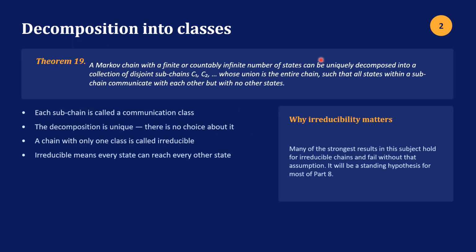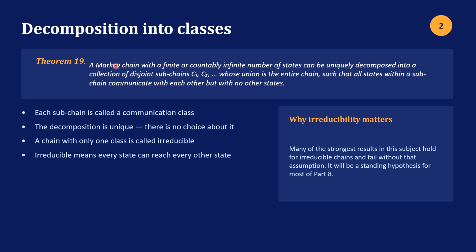What I have on this slide summarizes what I was saying on the previous slide. A Markov chain with a finite or countably infinite number of states can be uniquely decomposed into a collection of disjoint subchains, in other words, sub-Markov chains, whose union is the entire chain, such that all states within a subchain communicate with each other, but not with other states. This is theorem 19 in my book. I'll give you a reference to my book, but most of the information in the book is in these slides.